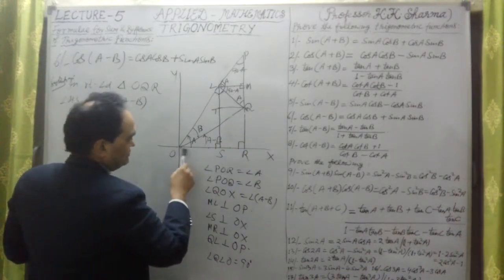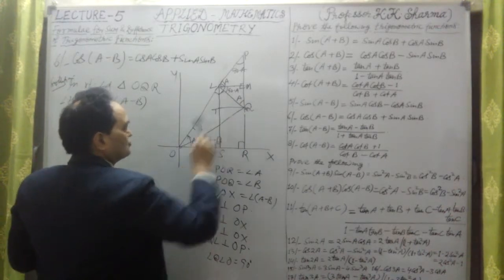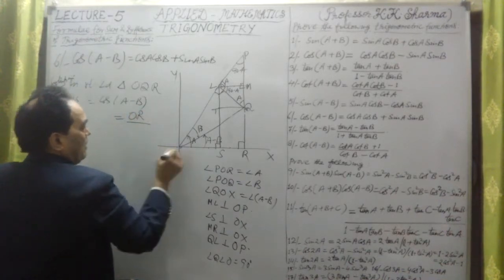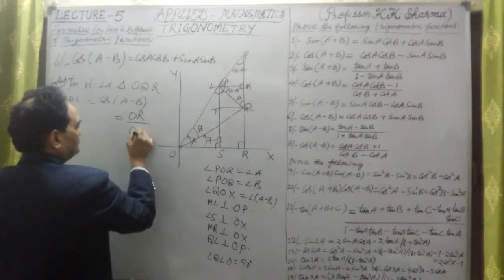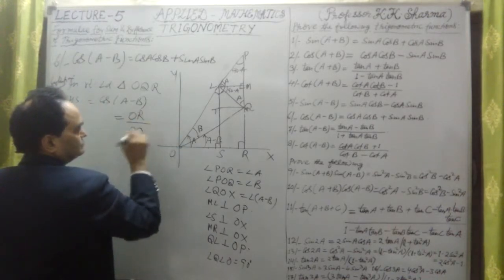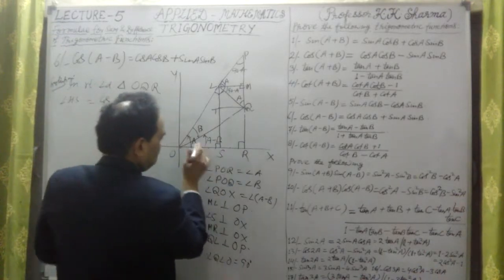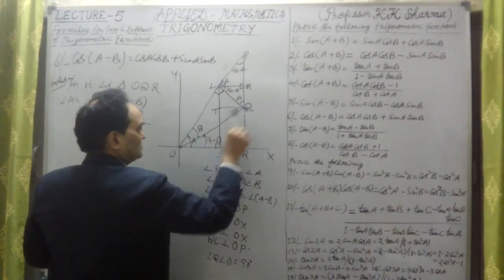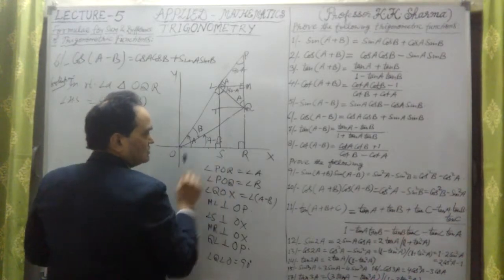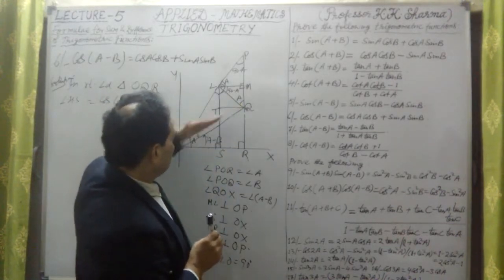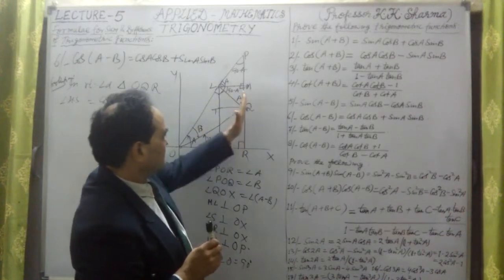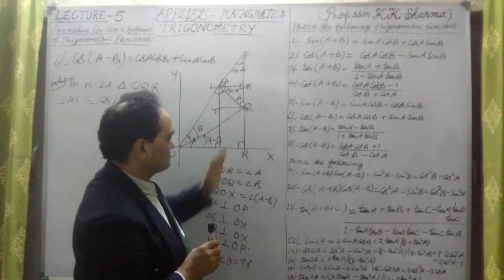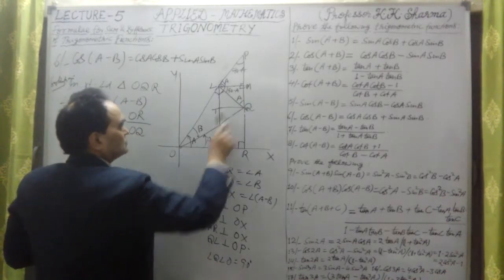Cos of A minus B is base upon hypotenuse OQ. This is OR upon OQ. OR is the base and OQ is the hypotenuse, because the angle we are considering is A minus B. A minus B is this angle in right triangle QOR, where R is the right angle. So OQ is the hypotenuse, the base is OR, and the side opposite to this A minus B angle is the perpendicular. Cos A minus B is OR upon OQ.